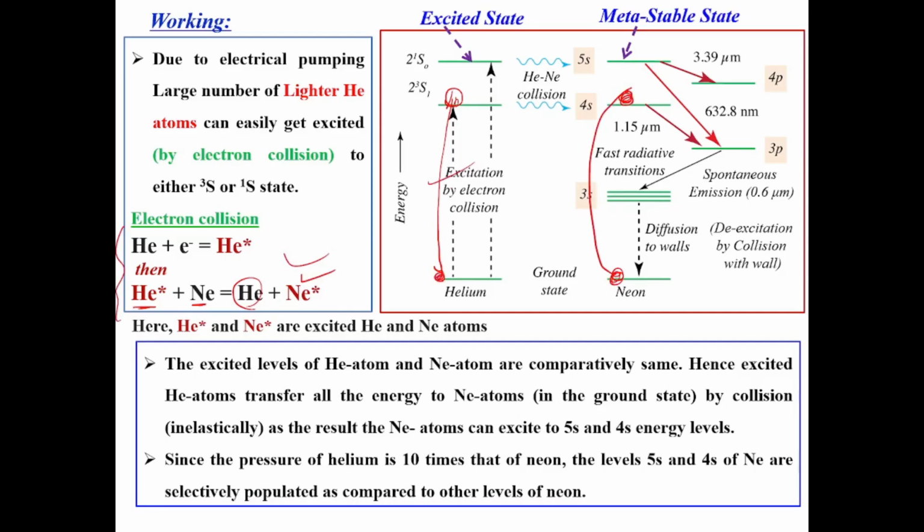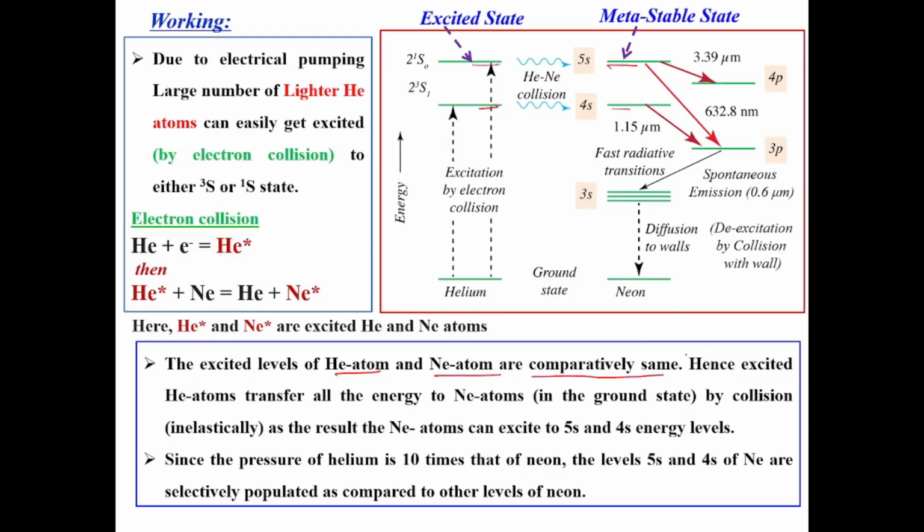So the helium atom first takes the electron and is excited to this 3s level. As this 3s is compared with 4s, obviously this total energy is transferred to the neon atom, and the neon atom will be excited to this 4s level through the collision. The same thing has been written: the excited levels of the helium atom and neon atom are comparatively the same.